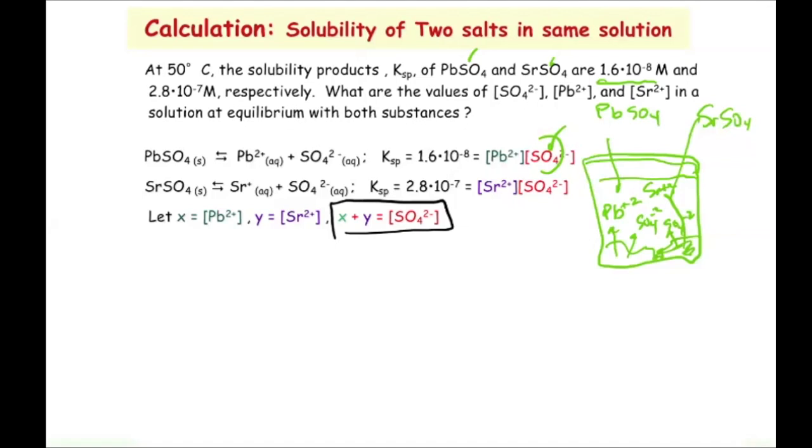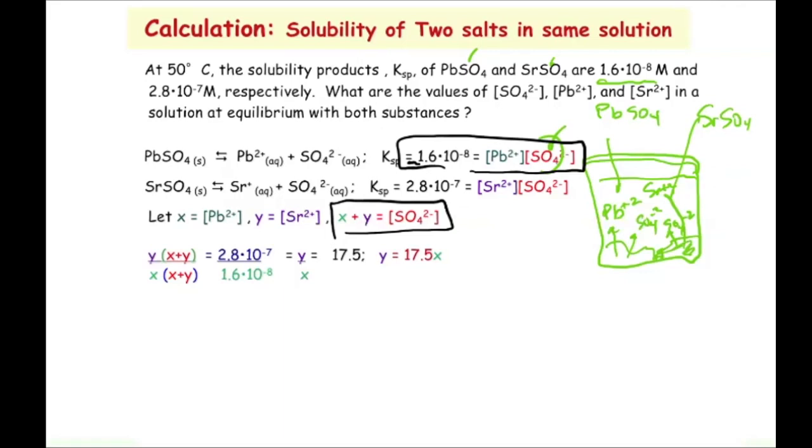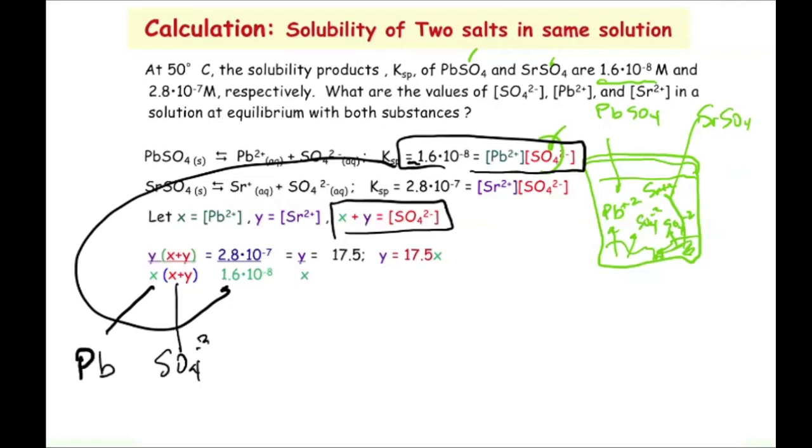Again, if you understand the chemistry, then you will know how to set up the math problem. That's why you have to be exposed to a lot of these types of problems, so that it doesn't faze you when you see a question like this in a test or a homework problem. So now we have this, and now we can set up the math. This equation right here is just this one at the bottom. This is lead, and this is your sulfate. So the lead concentration times the sulfate concentration equals the Ksp, 1.6 times 10 to the minus 8.